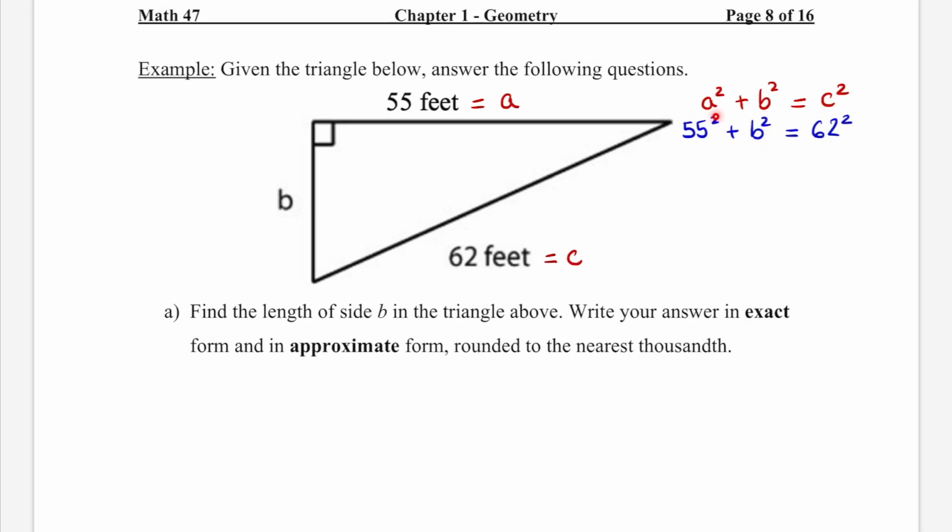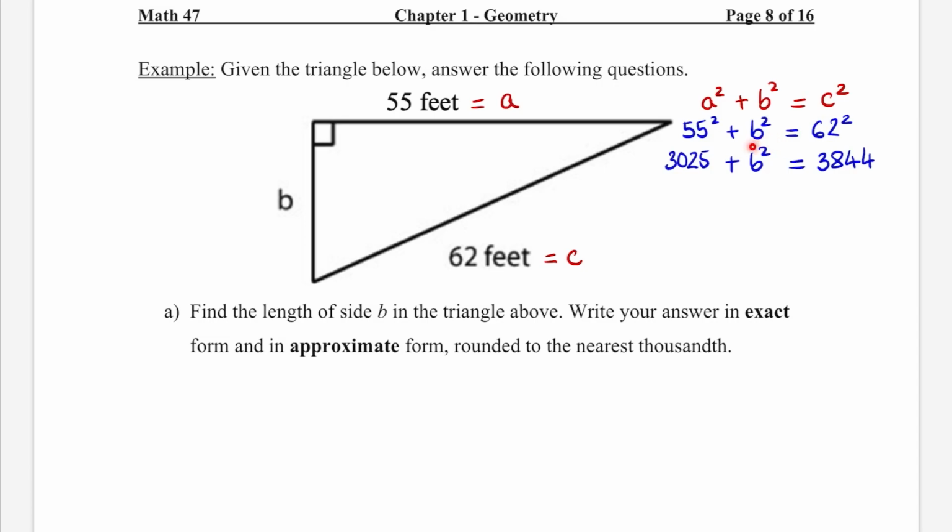So let's first simplify all of these numbers first. 55 squared, again, is not 55 times 2. 55 squared is 55 times 55, which is 3025. Plus B squared equals 62 squared, which is 62 times 62, which is 3,844.